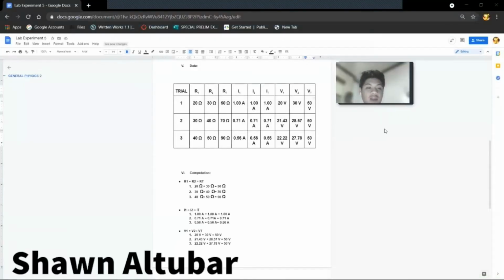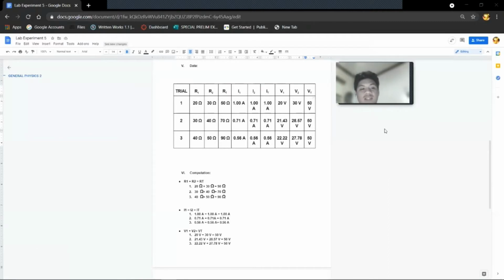Hello, so today I will be explaining the table in our experiment. In every trial of our experiment, the resistance increases by 10 ohms. The values of the currents were computed using the PhET simulator. These are the given values. The voltage in the experiment is a constant 50 volts.